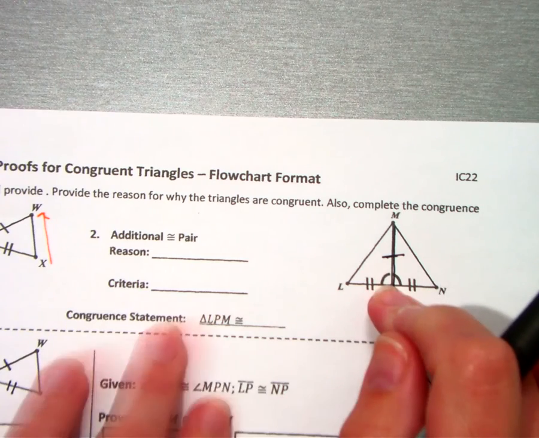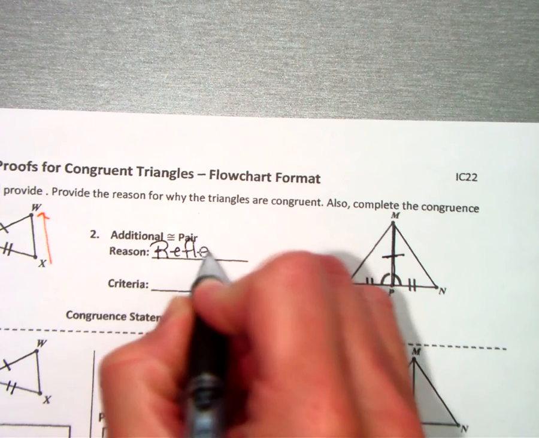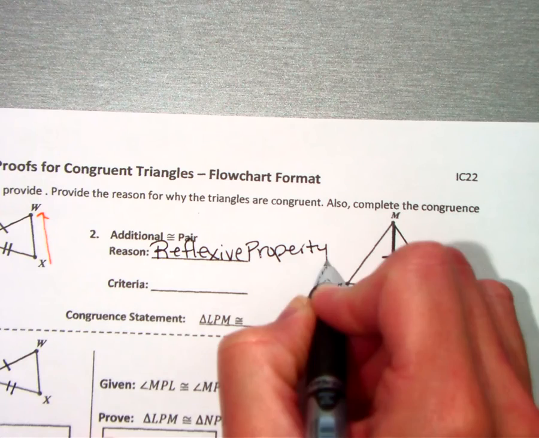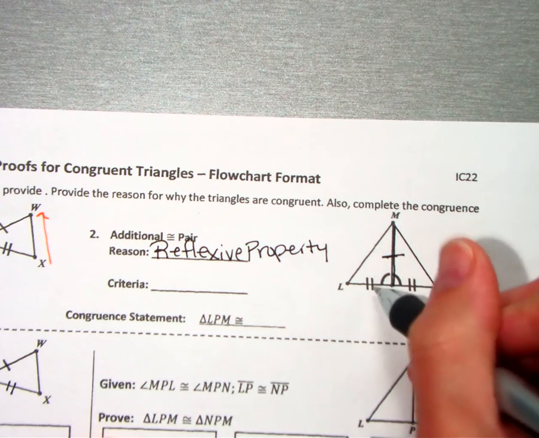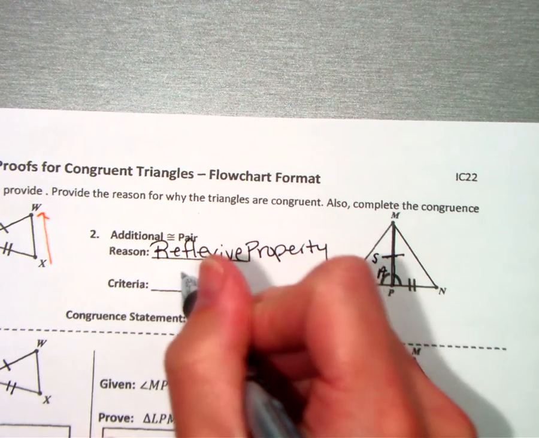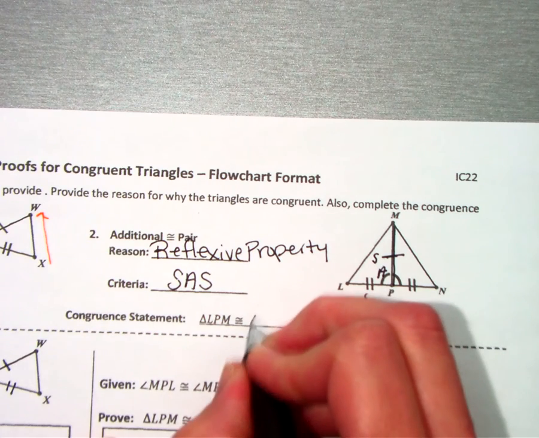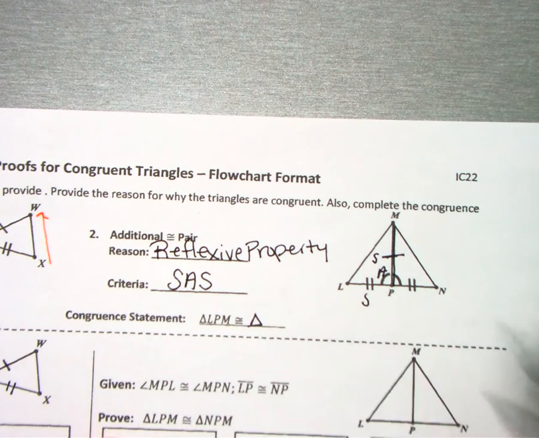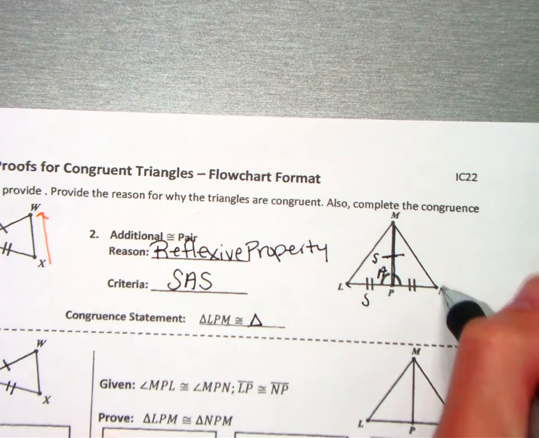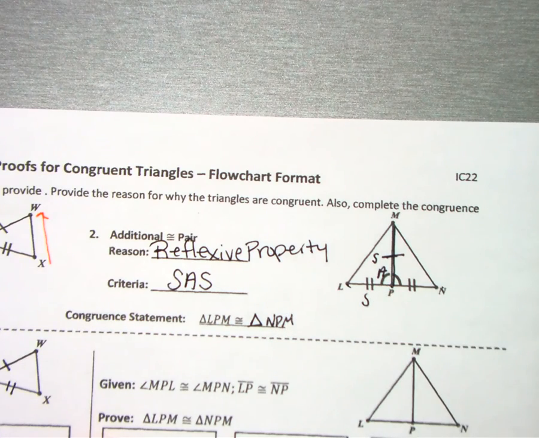And if you mark it, you must say reflexive property. Now, if I look at my criteria here, again, I have a set of sides, and I have the angle in between. So it's actually the same criteria that I had before. And triangle, so it goes LPM. So start out here at L and then into P. So over here we'll go NP and then M.